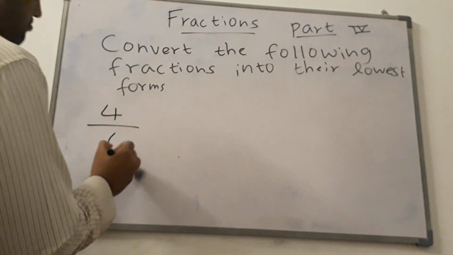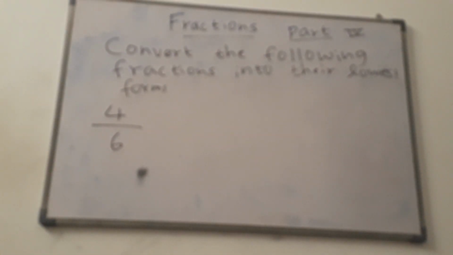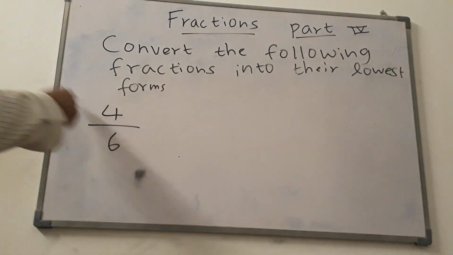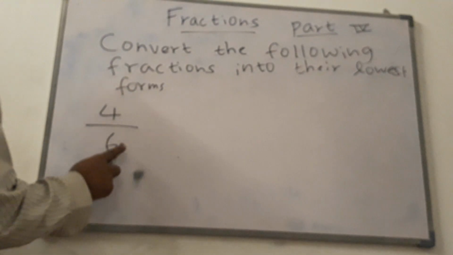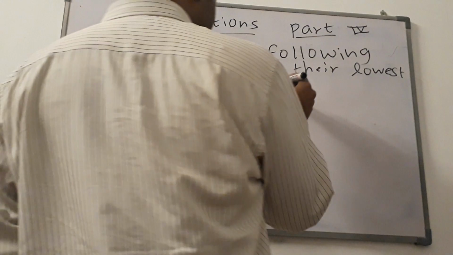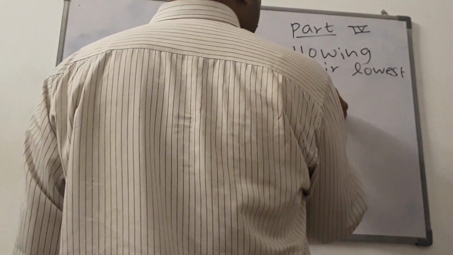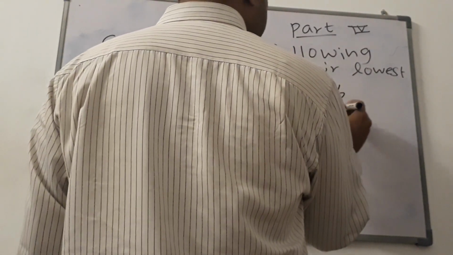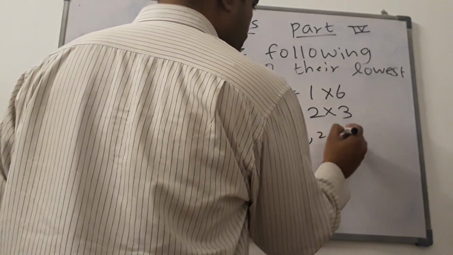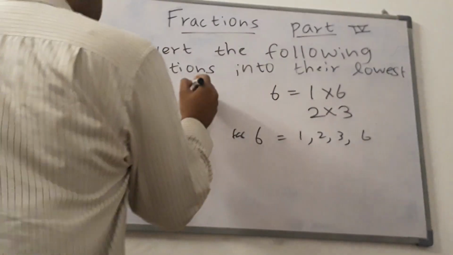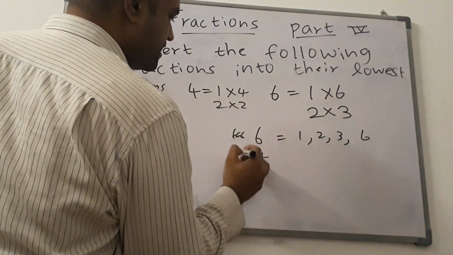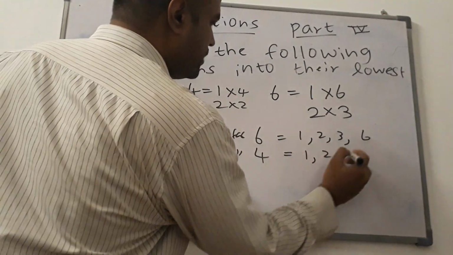4 over 6. 6 is not divisible by 4. 4 itself is divisible by 4, but unfortunately 6 is not divisible by 4. So let us find the factors of 6 and 4 first. 6, the factors are 1 times 6 and 2 times 3. So the factors of 6 means 1, 2, 3 and 6. Same as factors of 4 means 1 times 4 and 2 times 2. So factors of 4 means 1, 2 and 4.